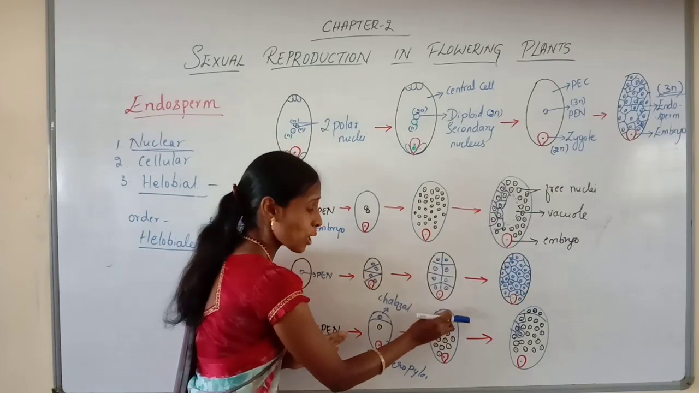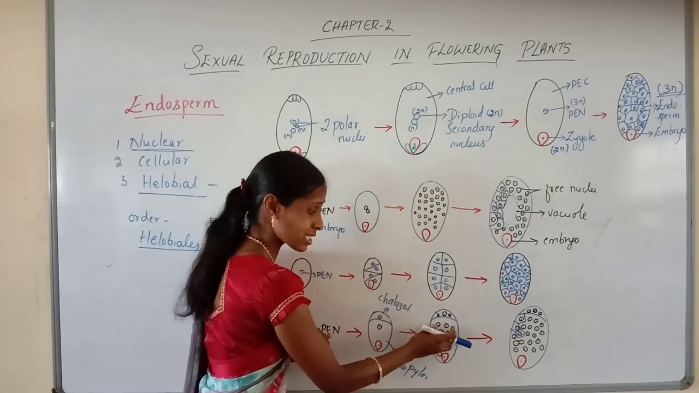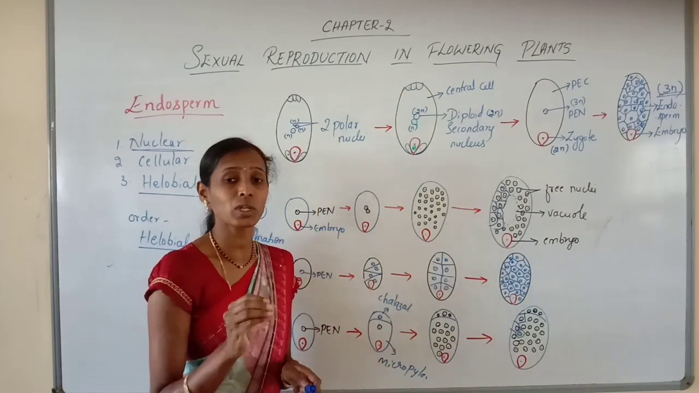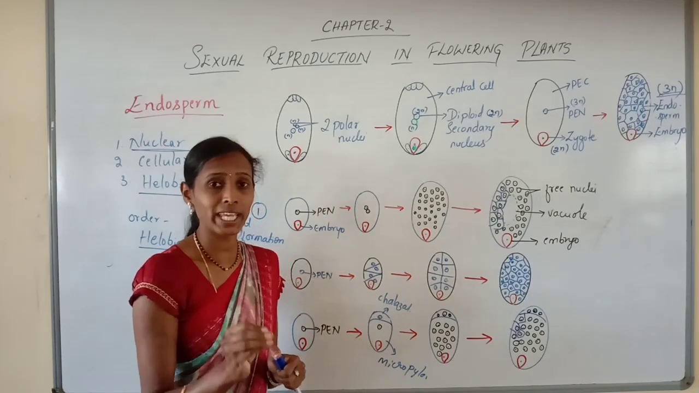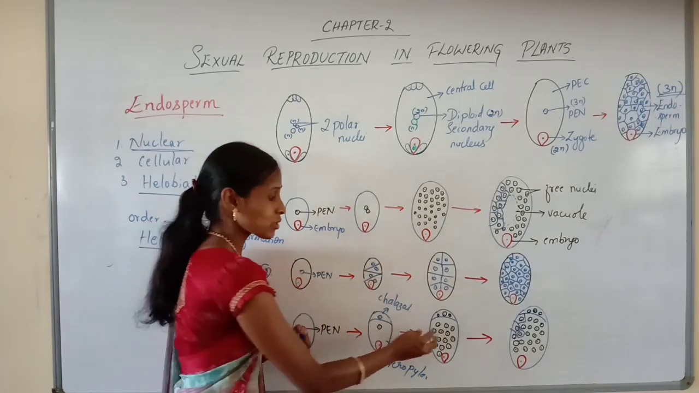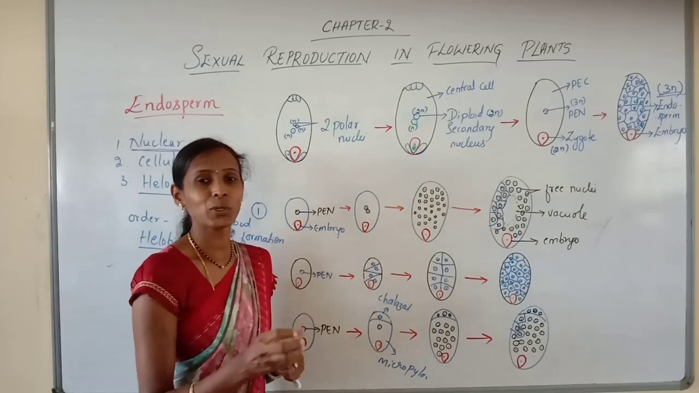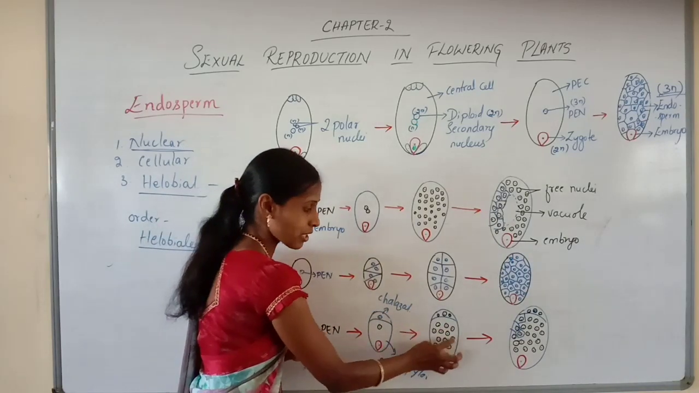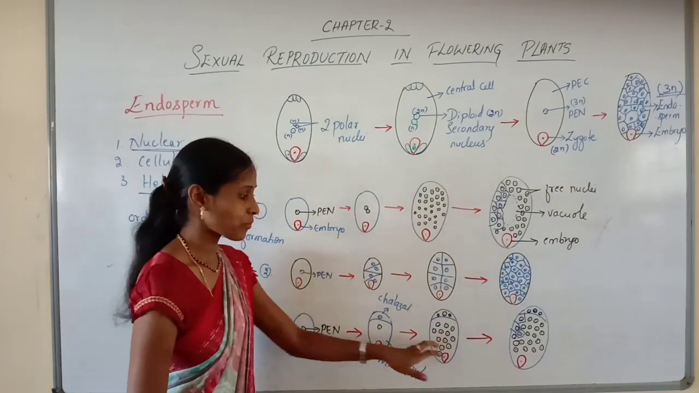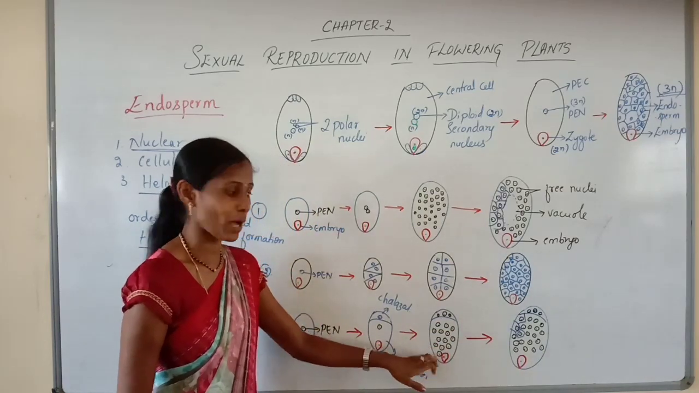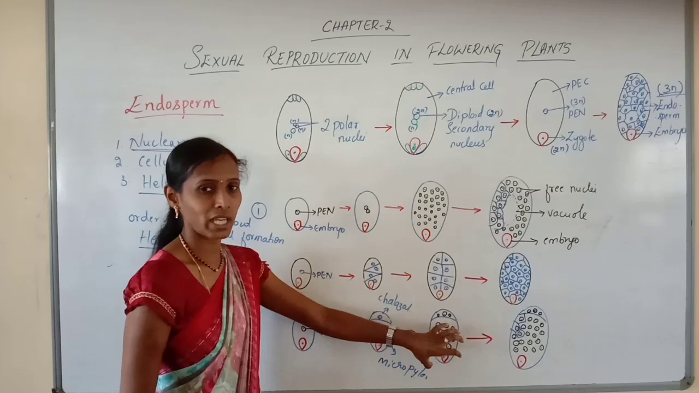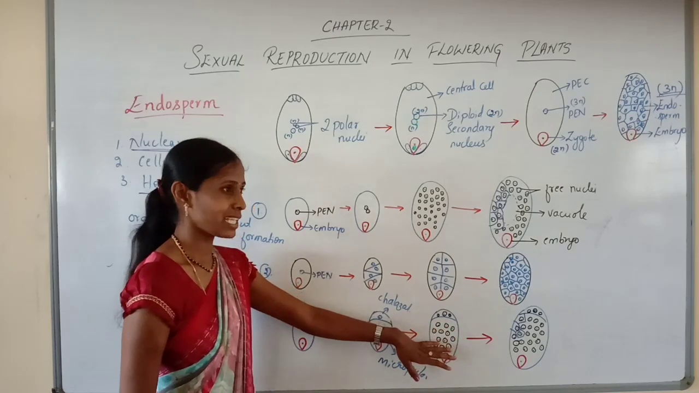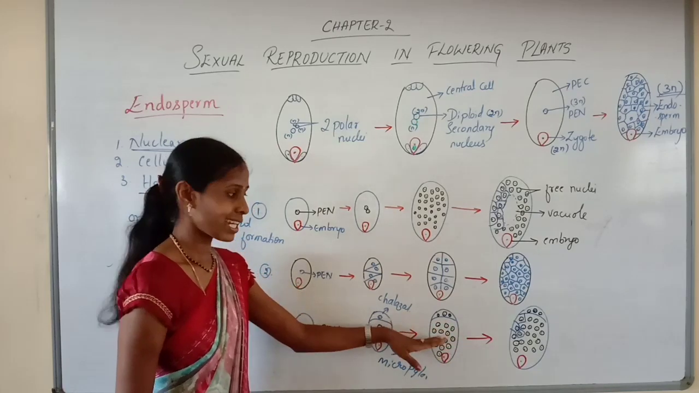In this case, both in the smaller cell as well as in the larger cell, only the nucleus will be dividing. So it results in the multinucleate stage. Here they are not surrounded by a cell wall, so we cannot say it is a cellular endosperm. Here it is a free nuclear endosperm because it contains a multinucleate condition.